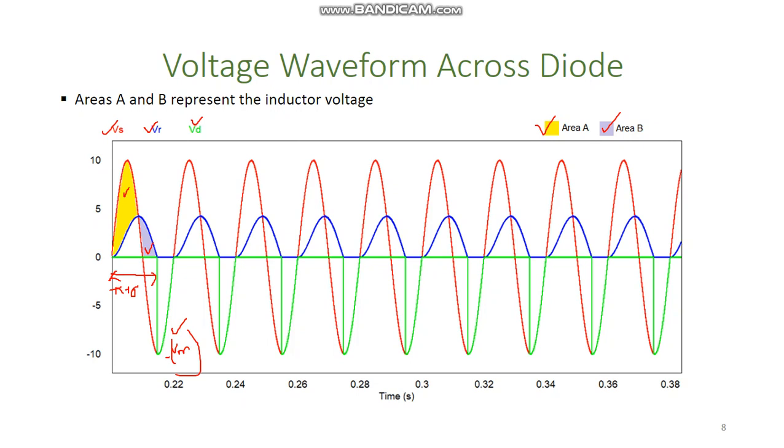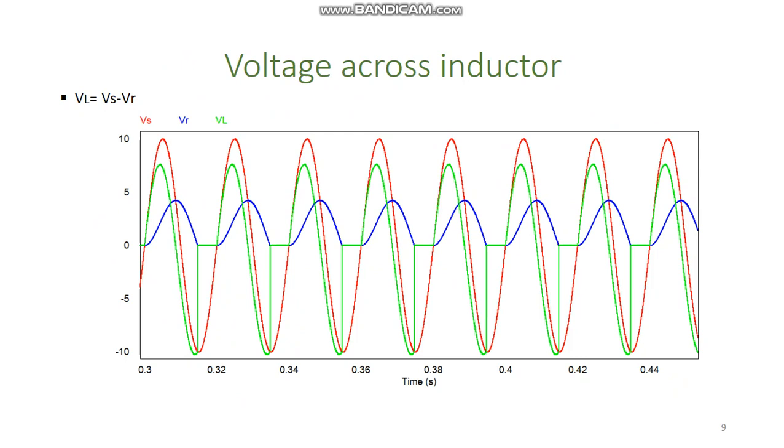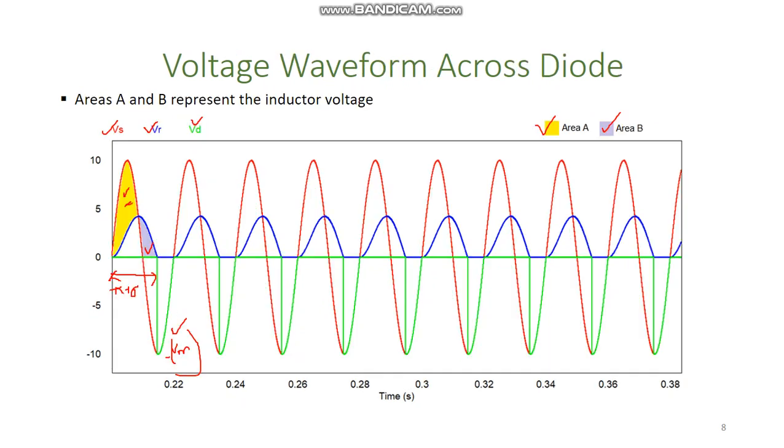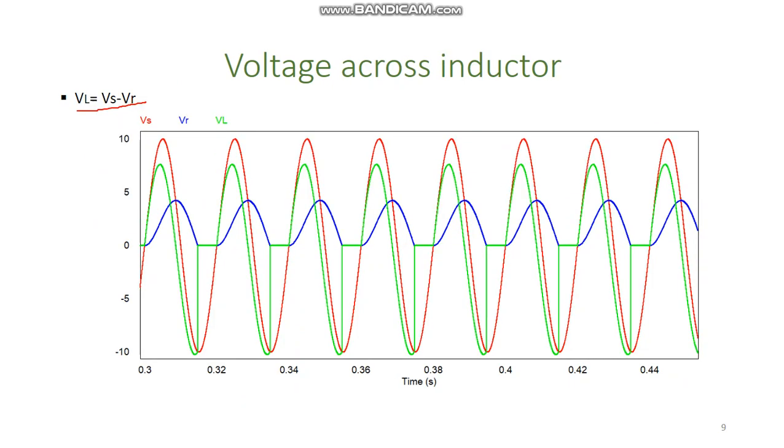The voltage developed across this inductor VL will be Vs minus Vr. That is the difference of this area minus this area. So by doing that, Vs minus Vr, the waveform across the inductor will be something like this, shown here in the green color. By subtracting the area A minus B, we can find this voltage waveform across the inductor VL.